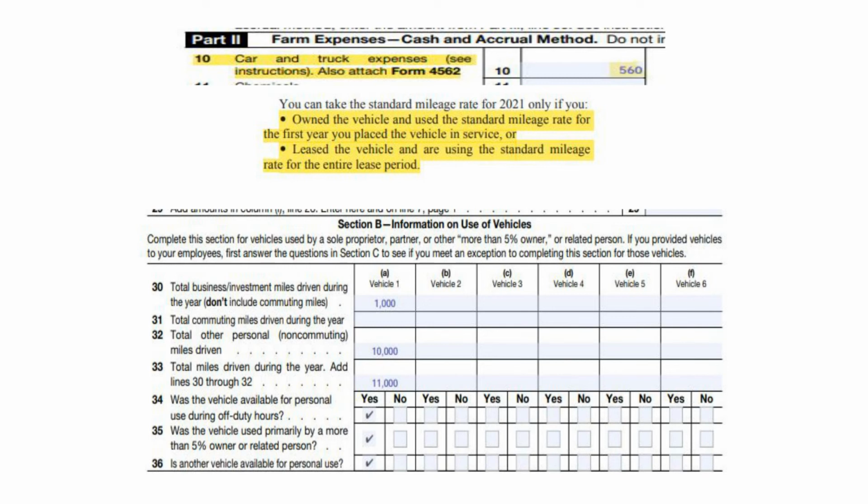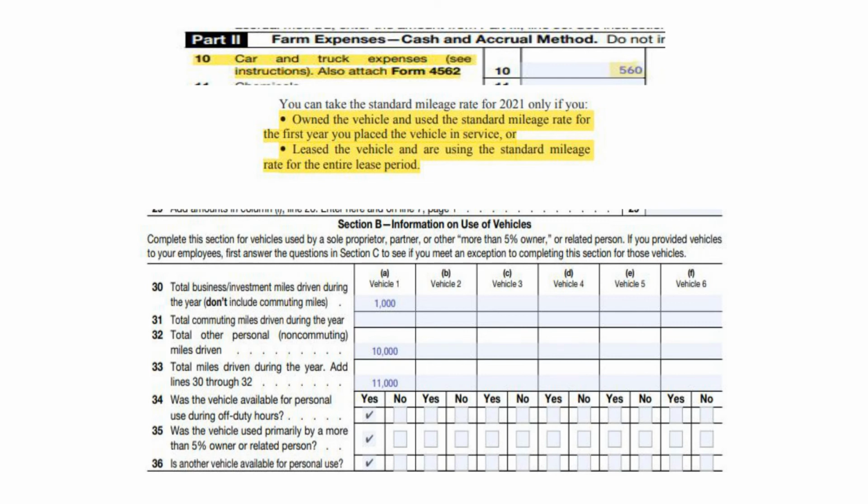You have to meet certain specifications to use the standard mileage rate. In this example, you own the vehicle and you use the standard mileage rate for the first year in which you place the vehicle in service. Since you're using the standard mileage rate, the only part of the Form 4562 that you need to complete is Section B. On line 30, put your business miles. In this example, it is 1,000.